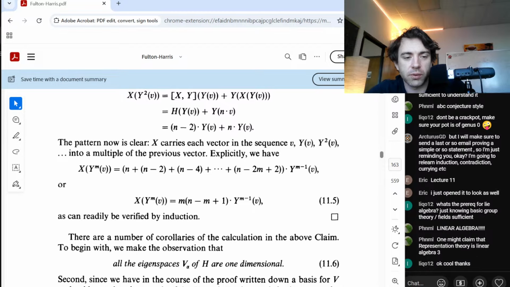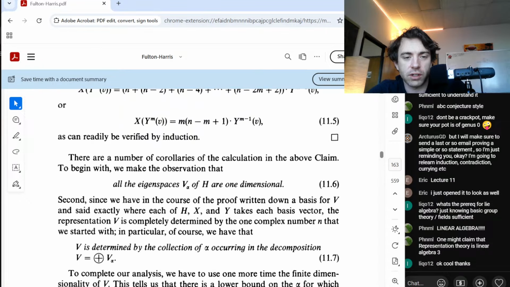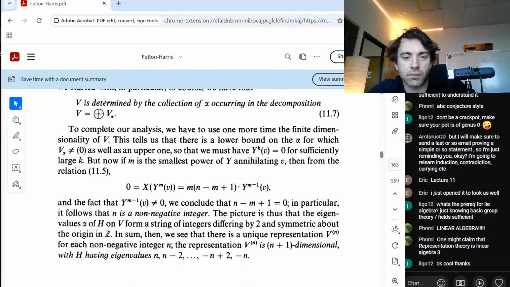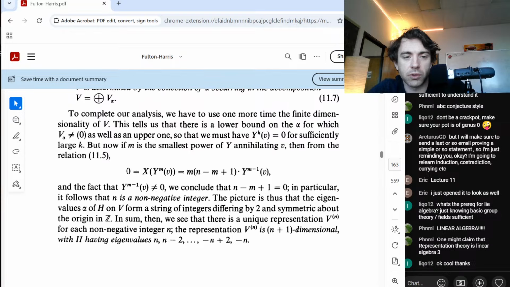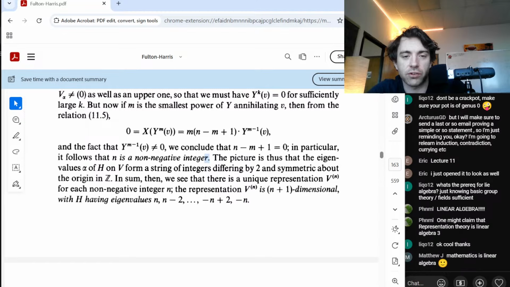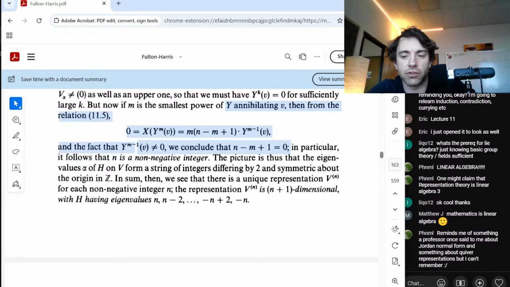So we get x acting by the sequence. Verify this formula by induction. We get that the eigenspaces are one-dimensional as a corollary of this. I see. Interesting. One more time, we use finite dimensionality, which tells us there's a lower bound. And then it comes out of this formula. Once it comes out of this formula, we assume that we have a smallest power annihilating V. I see. Then we get this formula from it.